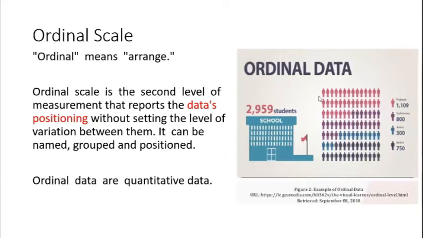So for this example on the right, there is this particular school with 2,959 students. If we are going to determine the data's position, in terms of number of enrolled students, we would give the highest rank or the first rank to the freshman because it has the most number of enrollees, and that is 1,109. The second rank would be given to the sophomores with 800 enrolled students. Third would be for the seniors with 750 enrolled students, and the last rank would be given to the juniors with 300 enrolled students.